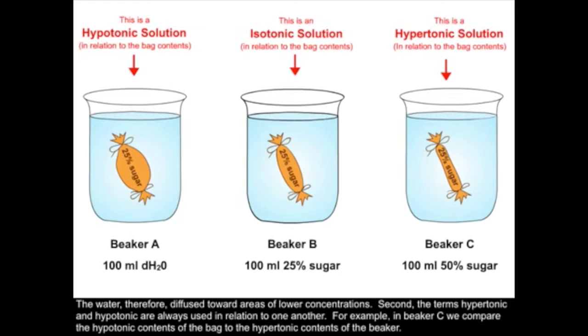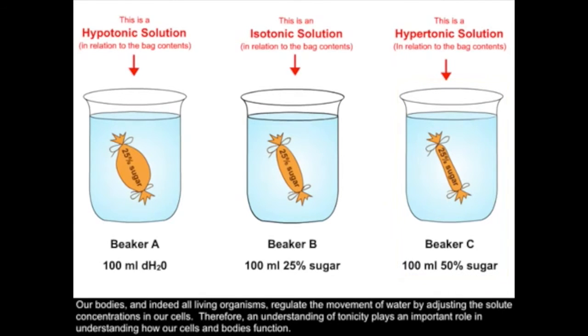Second, the terms hypertonic and hypotonic are always used in relation to one another. For example, in beaker C, we compare the hypotonic contents of the bag to the hypertonic contents of the beaker. Our bodies, and indeed all living organisms, regulate the movement of water by adjusting the solute concentrations in our cells. Therefore, an understanding of tonicity plays an important role in understanding how our cells and bodies function.